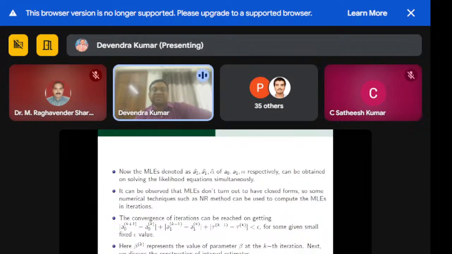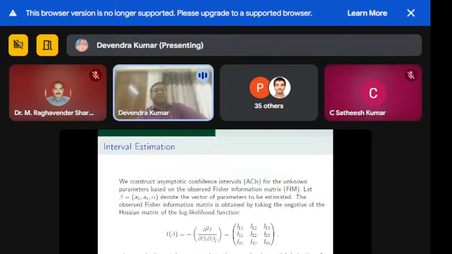Next we discuss the construction of the interval estimation. We construct the asymptotic confidence interval for the unknown parameters based on the observed Fisher information matrix. Let beta equal to a naught, a1, alpha denote the vector of the parameters to be estimated. The observed Fisher information matrix is obtained by taking the negative of the Hessian matrix of the log likelihood function.